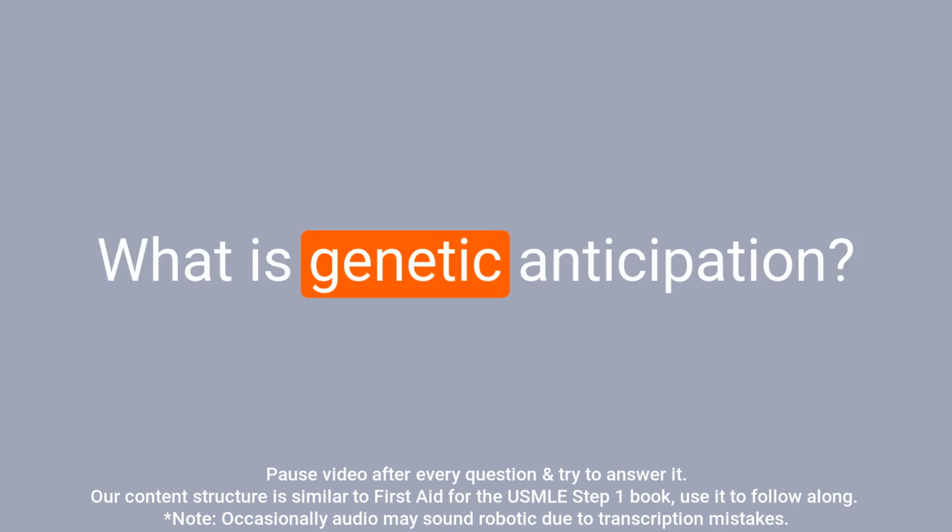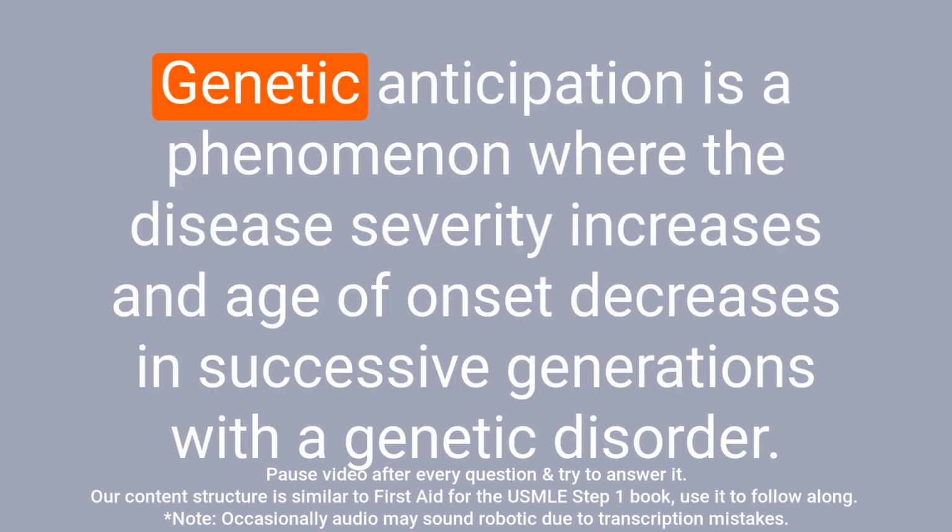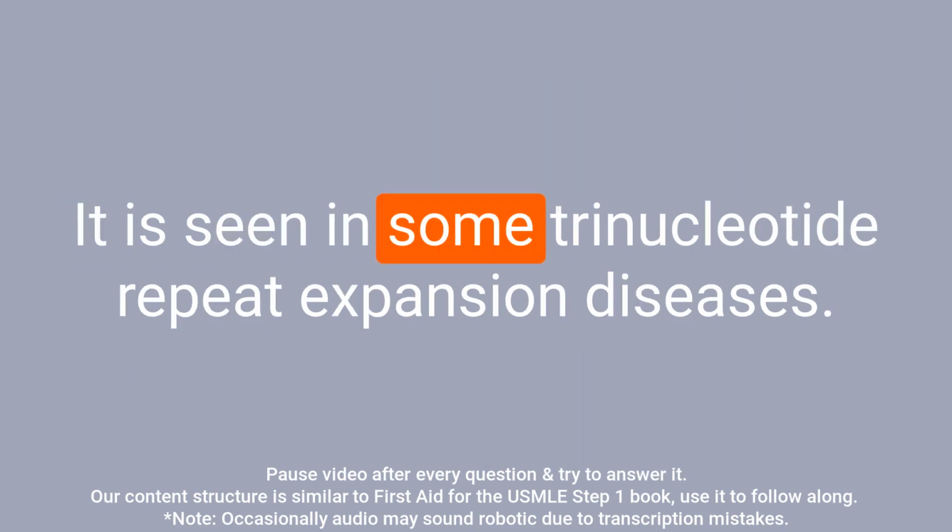Question: What is genetic anticipation? Answer: Genetic anticipation is a phenomenon where the disease severity increases and age of onset decreases in successive generations with a genetic disorder. It is seen in some trinucleotide repeat expansion diseases.